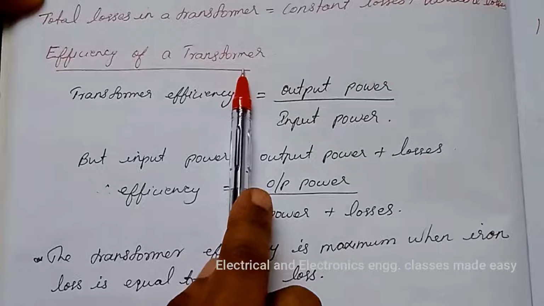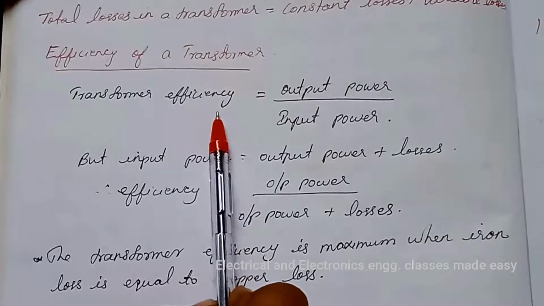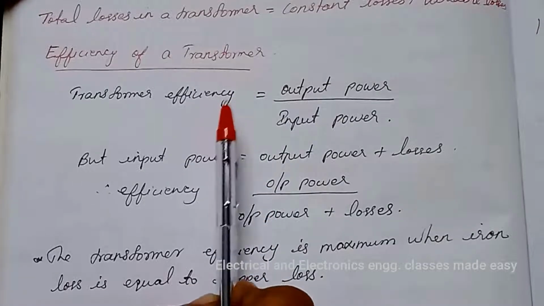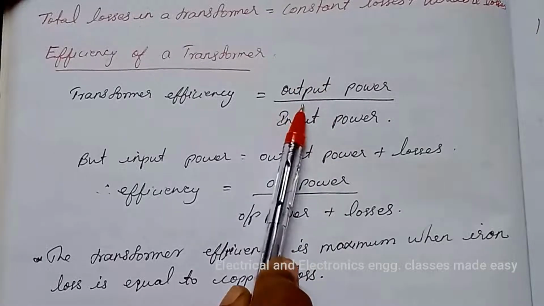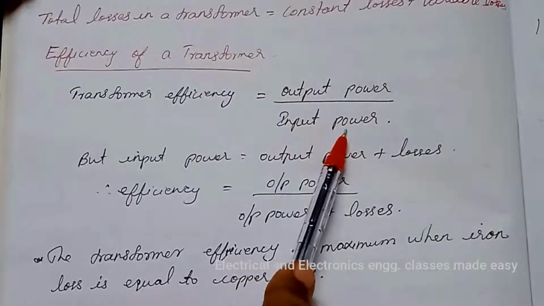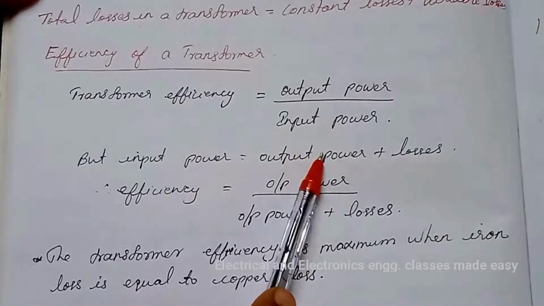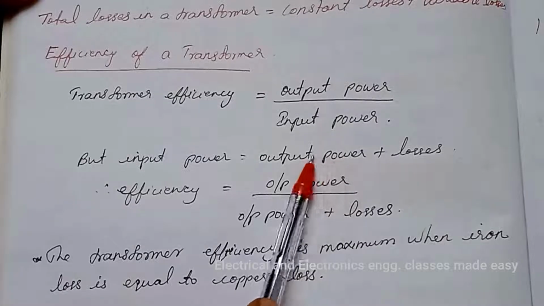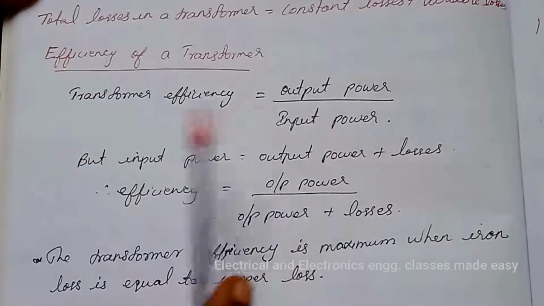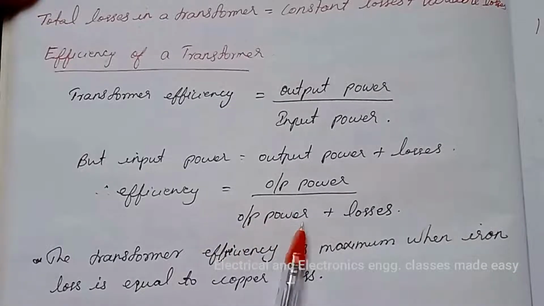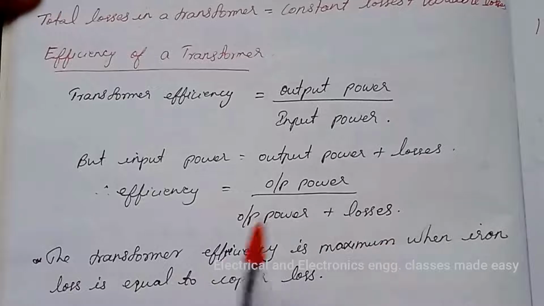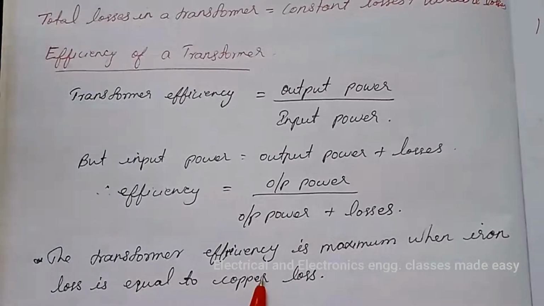Efficiency of a transformer. The efficiency of a transformer is defined as the ratio of output power to the input power. That is, efficiency is equal to output power divided by input power, but the input power is equal to the sum of output power and losses. That is, efficiency is equal to output power divided by output power plus losses. And the transformer efficiency is maximum when iron loss is equal to the copper loss.